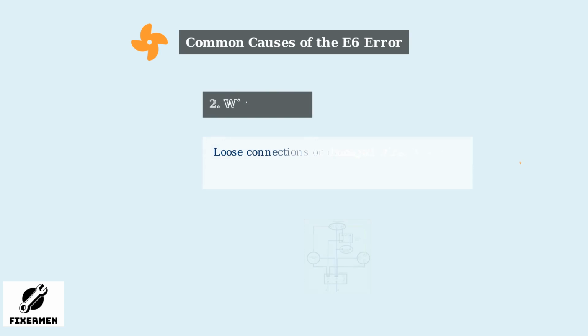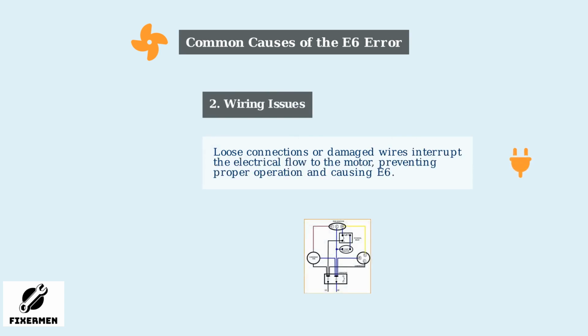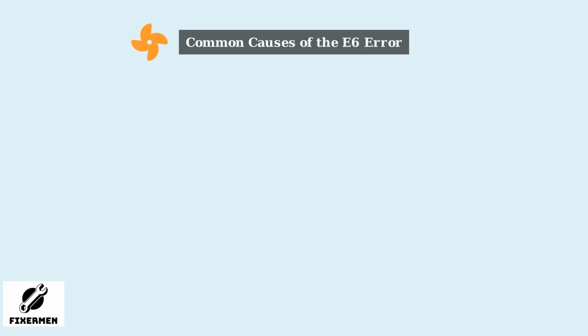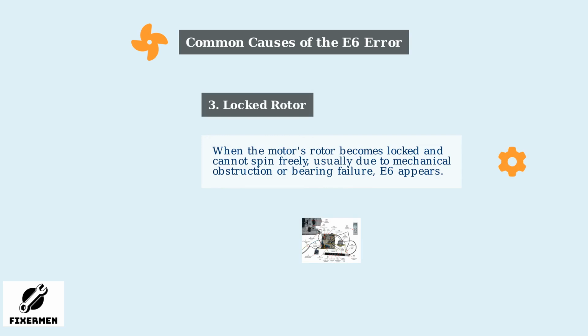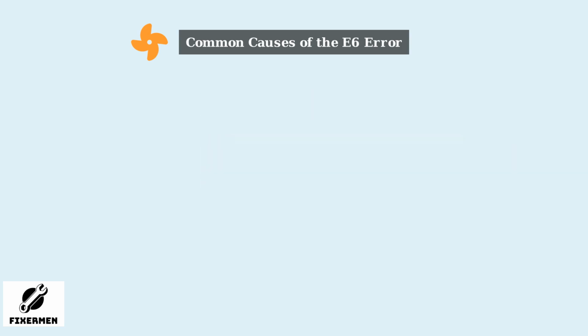error code. Second, wiring issues such as loose connections or damaged wires can disrupt the electrical flow to the motor. This prevents the motor from receiving consistent power, leading to erratic operation or complete failure, which triggers the E6 error. Third, a locked rotor occurs when the motor's internal rotor cannot spin freely. This is often caused by mechanical obstructions, bearing wear, or debris buildup, preventing normal operation and causing the system to display the E6 error code.